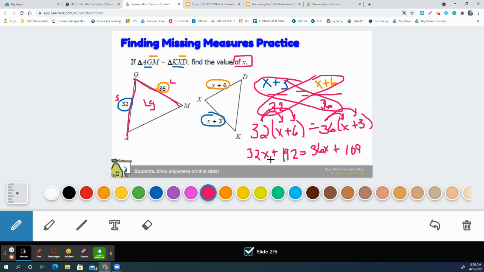And then we subtract. 32x from 36x is 4x. And 192 minus 108 is 84. And then we divide, and x equals, did anybody get that yet? Awesome.